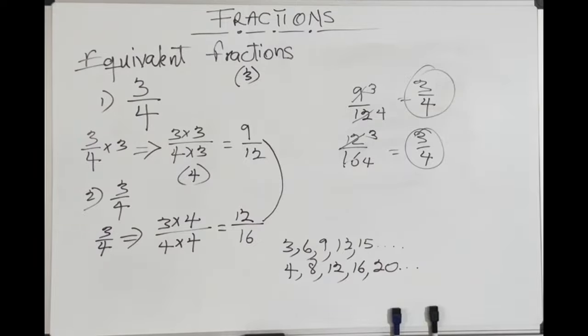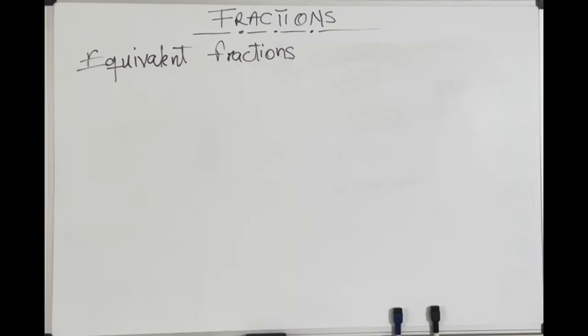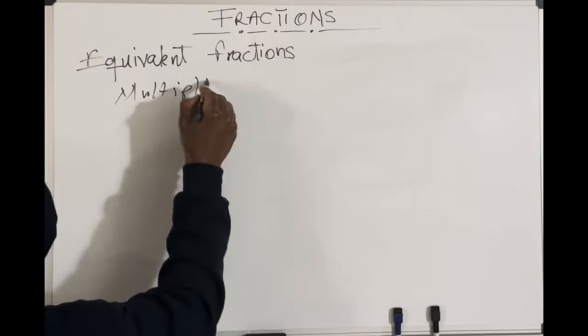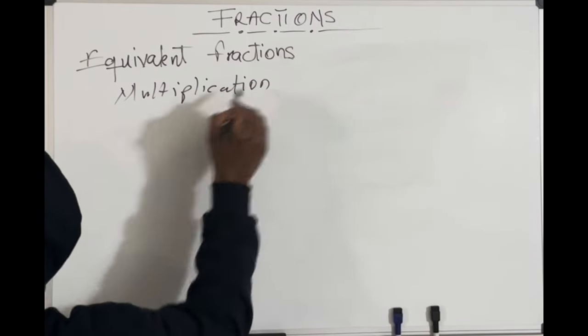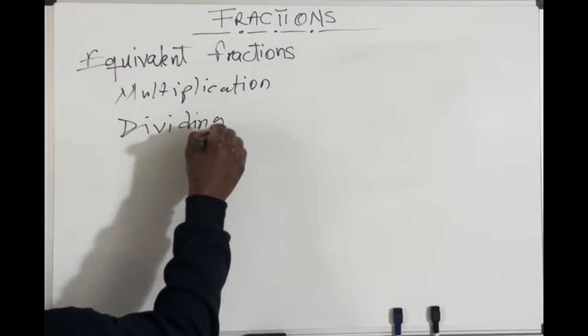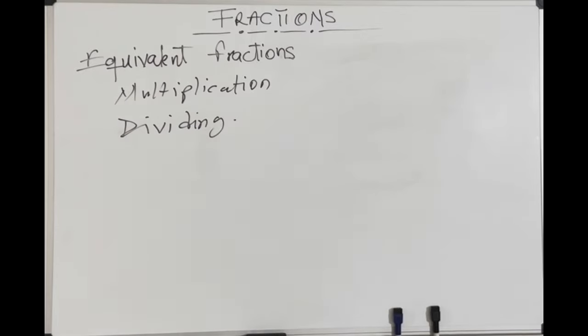All right. And then we did multiplication. And then let's move on to dividing. And so we say dividing the top and bottom of the fractions by the same number also makes an equivalent fraction. This process is often known as cancelling.